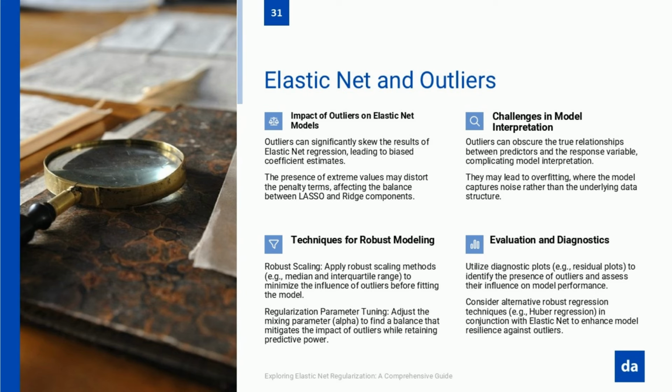Traditional linear regression is highly sensitive to outliers because it tries to minimize squared errors. A single extreme data point can have a huge impact on coefficient estimates, making the model unreliable. Ridge regression is slightly better because it shrinks coefficients, reducing the effect of outliers. However, it doesn't remove irrelevant features, meaning that an outlier could still influence multiple correlated predictors.